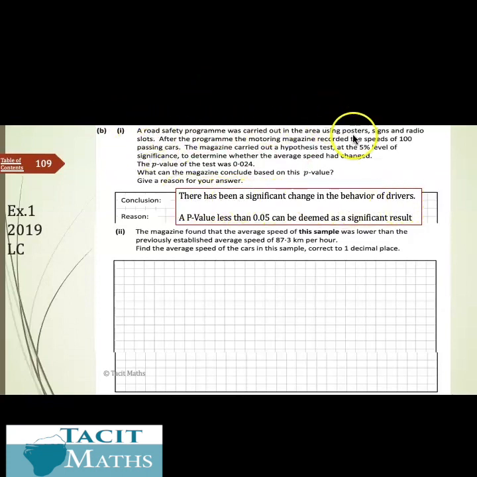So this is all about the behaviors of drivers based on using poster signs and radio slots, and they wanted to know, based on that hypothesis test, has there been a significant change? And because this number is less than 0.05, there has been a significant change in the behavior of drivers. A p-value of 0.05 can be deemed a significant result, right? So as long as you're using words like significant, and you can explain what it means in a simple sentence like that, there are your marks for that. So you're showing that you understand what p-values mean.